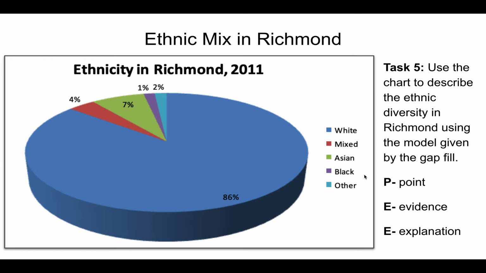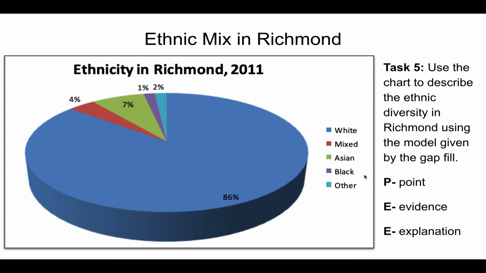So this next task, not dissimilar from the last one, but here I haven't given you a gap fill and is a much simpler graph. I'd like you please to write me a PEE paragraph, just a short one, but using some evidence about ethnicity and diversity in Richmond. You might even want to make an L to make it a PEEL paragraph statement. You're going to add a link to maybe compare it with Newham.